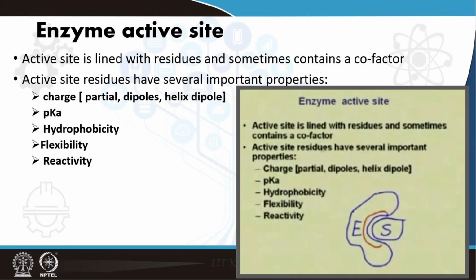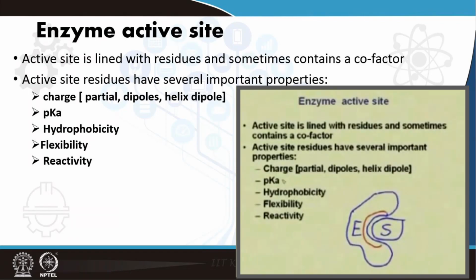The residues that are in the active site of enzymes have specific charges. The charges could be partial, you could have dipoles, you could have a helix dipole, because we have to remember that the specificity of an enzyme is the reactant that is coming to act on the enzyme. So, that is going to have specific groups. The specific groups will interact with whatever residues line the active site. So, we have charge, we have pKa. Now, if you remember when we studied amino acid properties, I mentioned that the pKa and the hydrophobicity are very important properties.